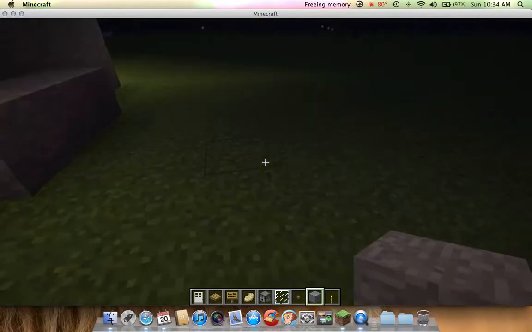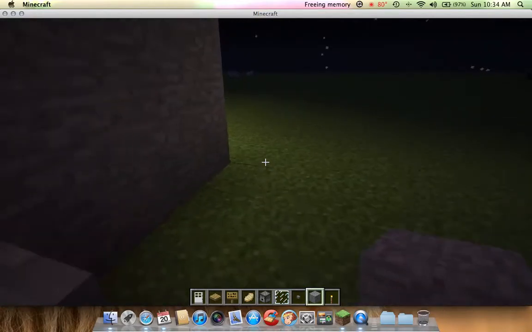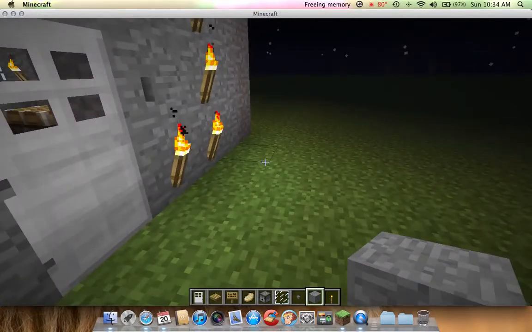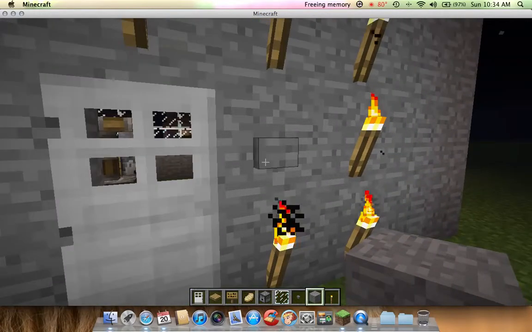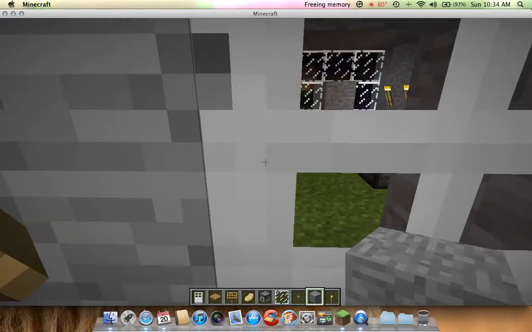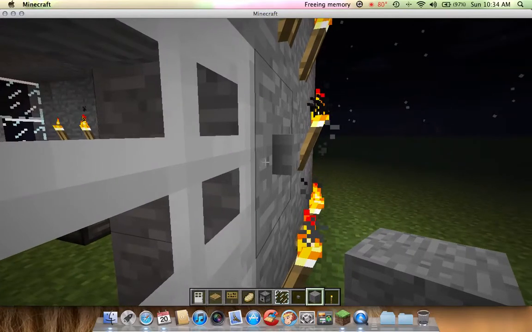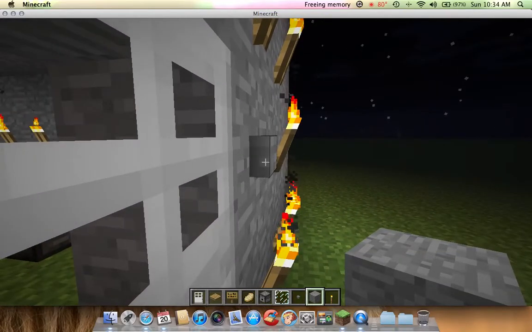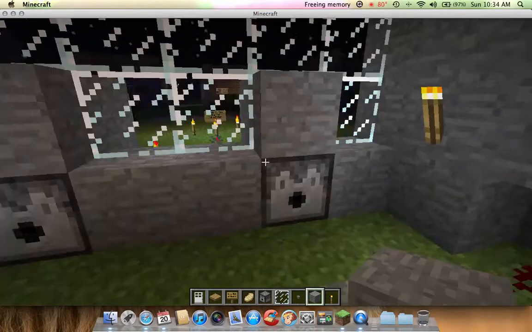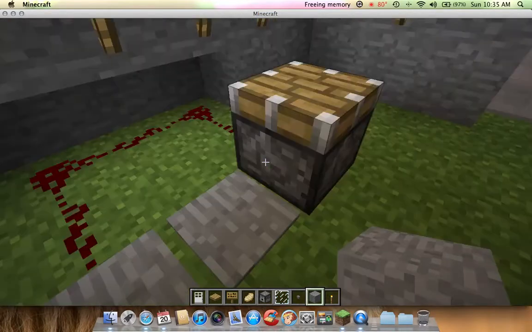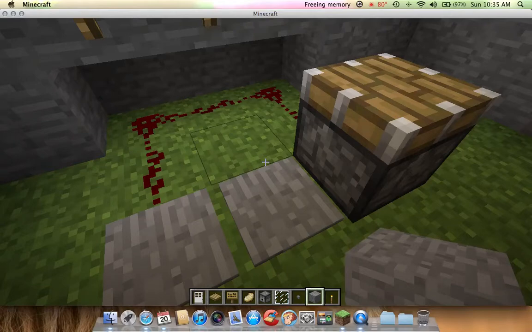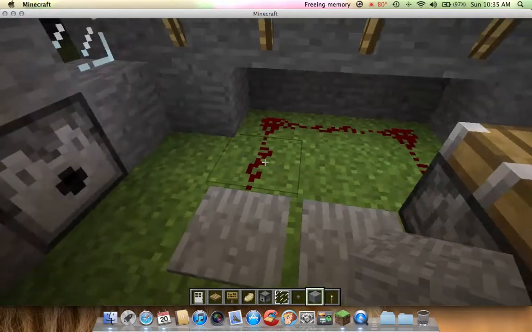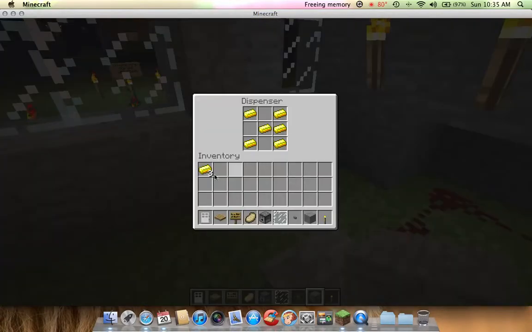Sorry about that. Alright, I put a door with a button, I don't know why I did. I should have made a better decision. There we go. Look. Okay. This one was filled with gold.